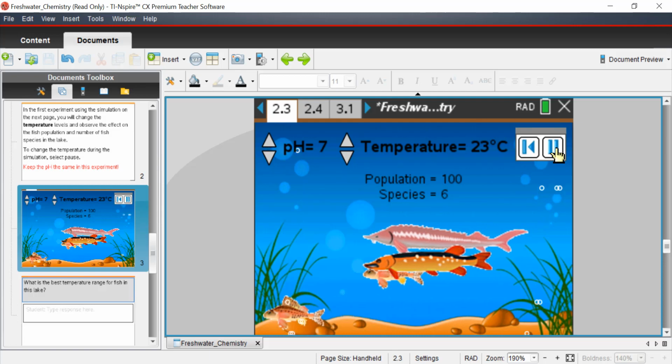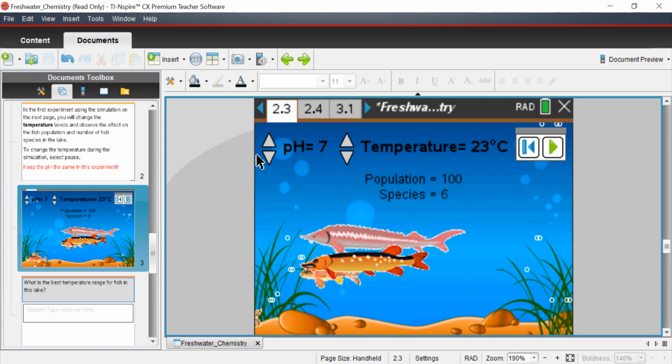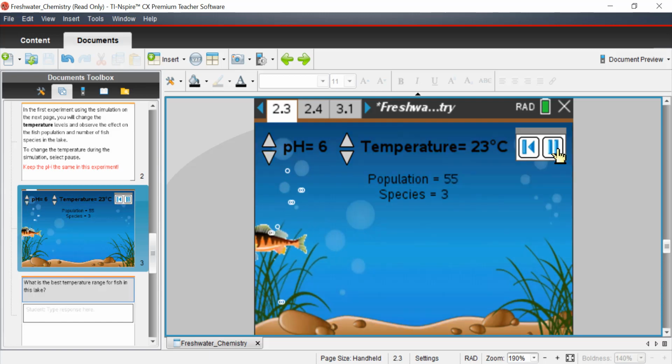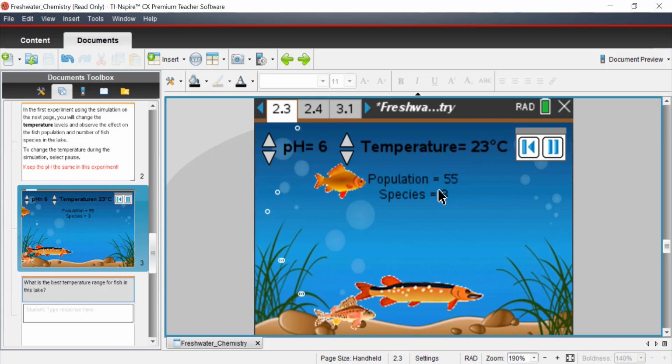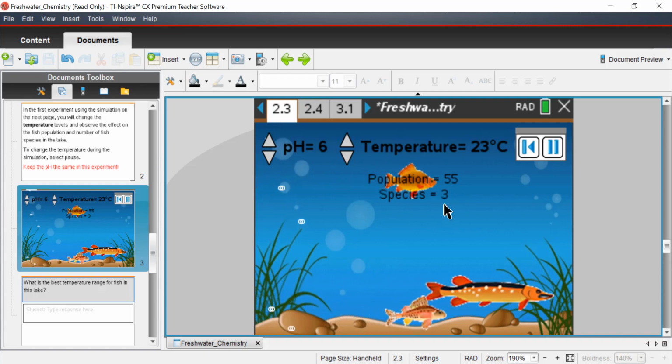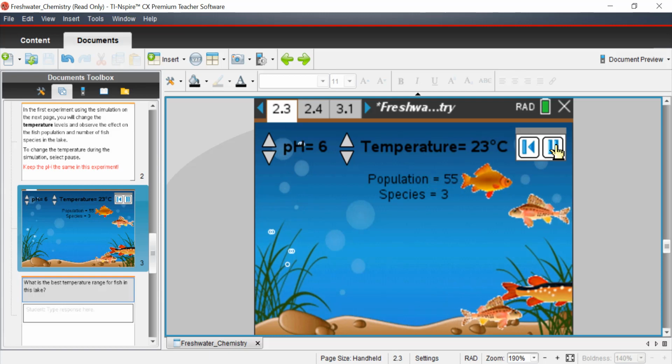And I need to pause this, don't I? So we still have 100 population, 6 species. We change this by 1. Oh, wow. Okay, so we decreased the pH to 6, which is slightly acidic. And we lost 45 of our population, 45 fish, and we cut our number of species in half just by changing the pH by 1.